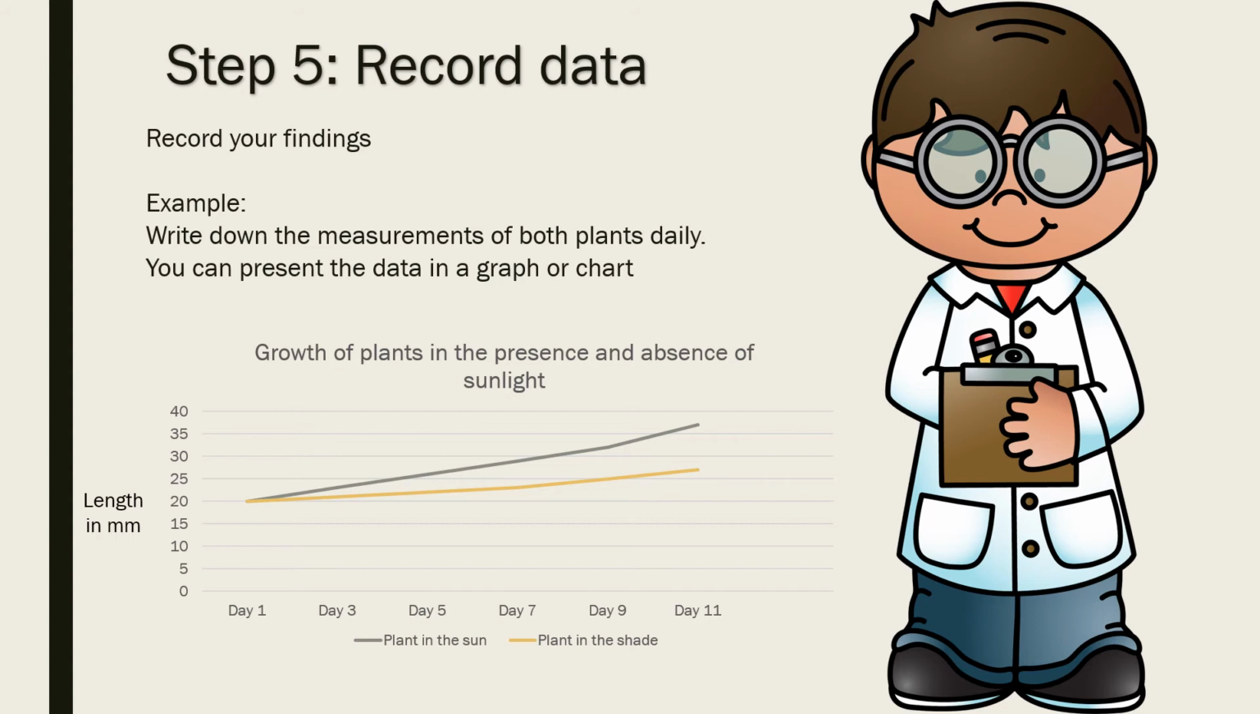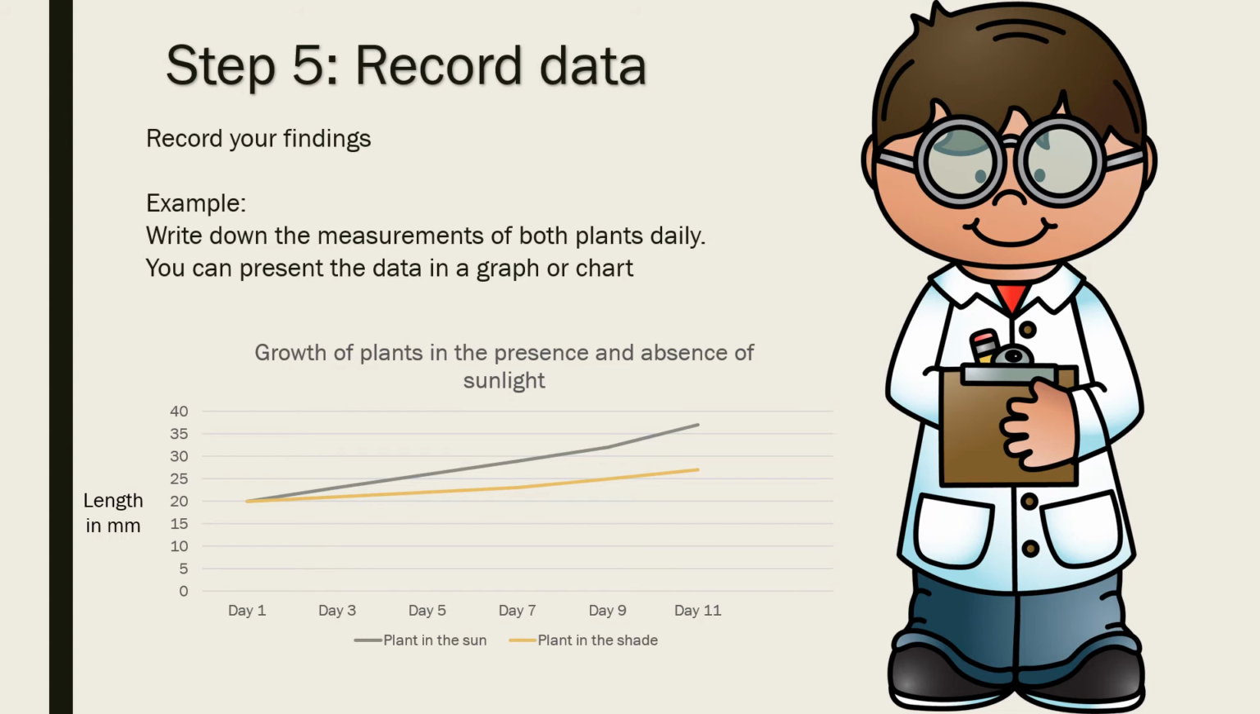If we look at this example, it tells us that this graph will show us the growth of plants in the presence and the absence of sunlight. Here on my axis I have day 1, day 3, day 5, day 7, day 9 and day 11. So I'm leaving out one day every time where I'm not going to measure. Here on the side I have the length in millimeters. So how long is my plant in millimeters?